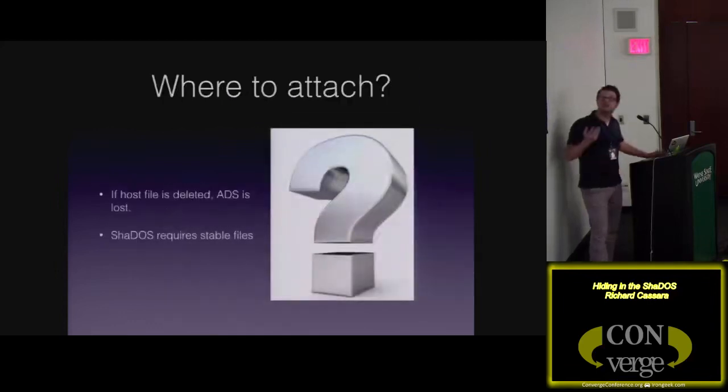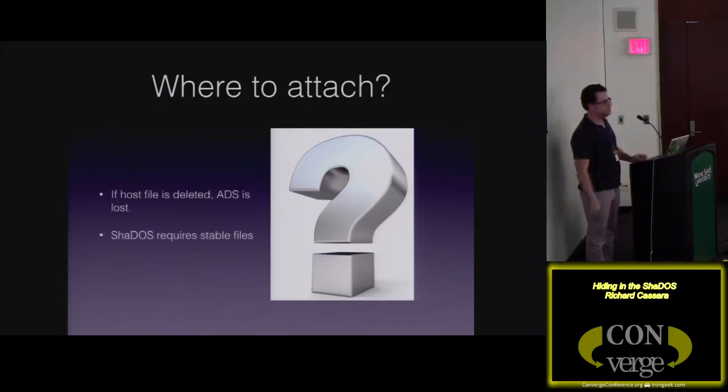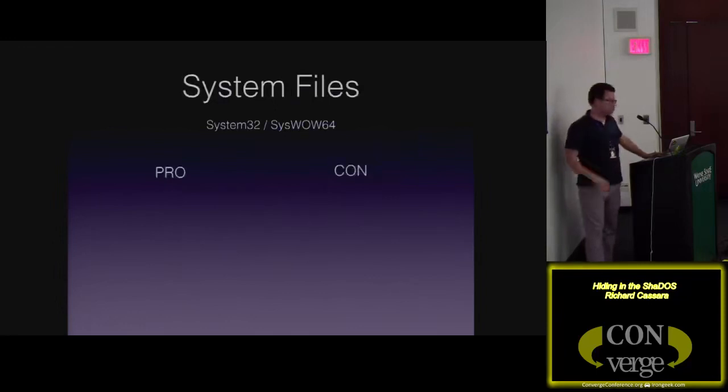So where should you attach the files was a big question that came up while I was developing this. Because if you delete your host file, say you have a text file on your desktop and you put some streams on it, and then you decide you don't need that text file anymore and throw it out, you've now lost all those streams. So we need stable files in order to attach this. So the stable location that I thought of was using the system files. And incidentally, this is also how malware thinkers think when they are hiding their rootkits. They're typically found in the system files.